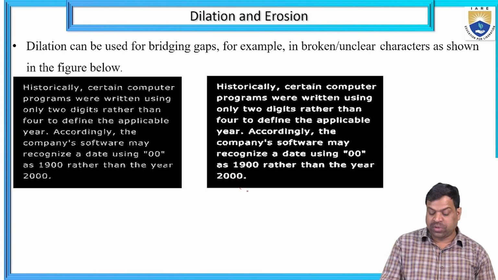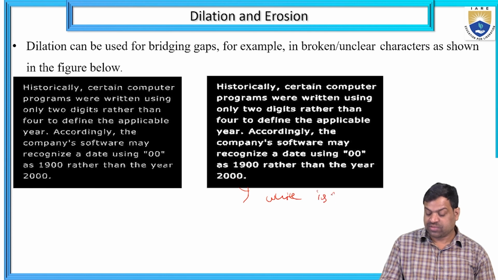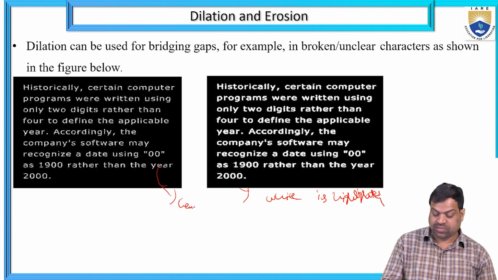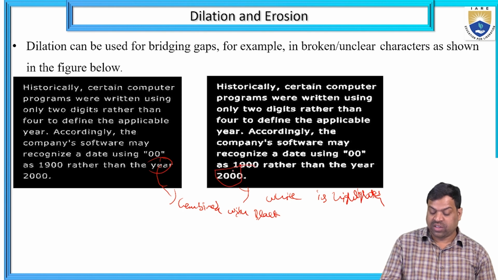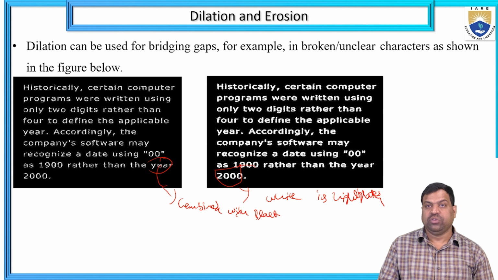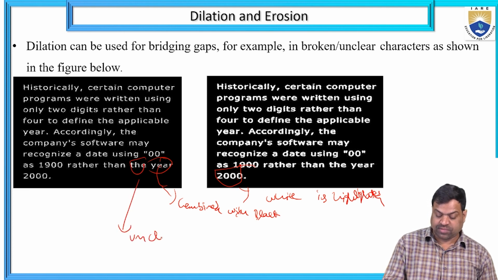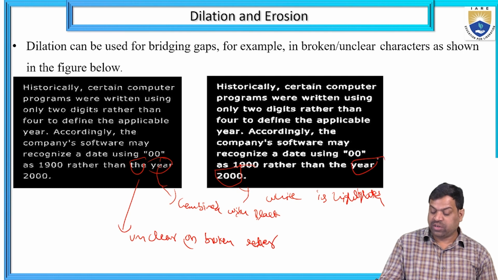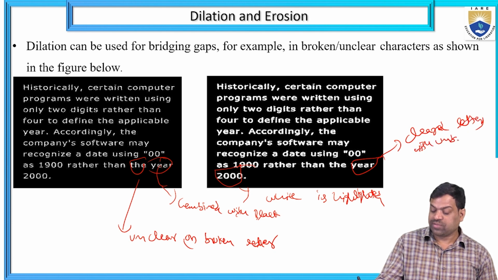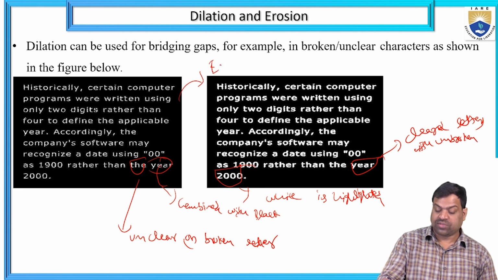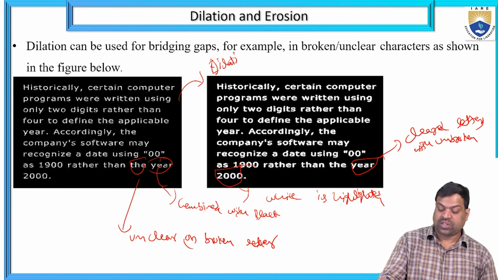So, what is happening here means, here whitish is highlighted. Okay. It is combined with black. Here the whitish is added to this one. Okay, so the dilation can be used for bridging gaps. For example, broken or unclear characters are shown. Okay, these are the unclear or broken letters. Here I am getting the cleared letters, unbroken. Okay, this is the dilation process.